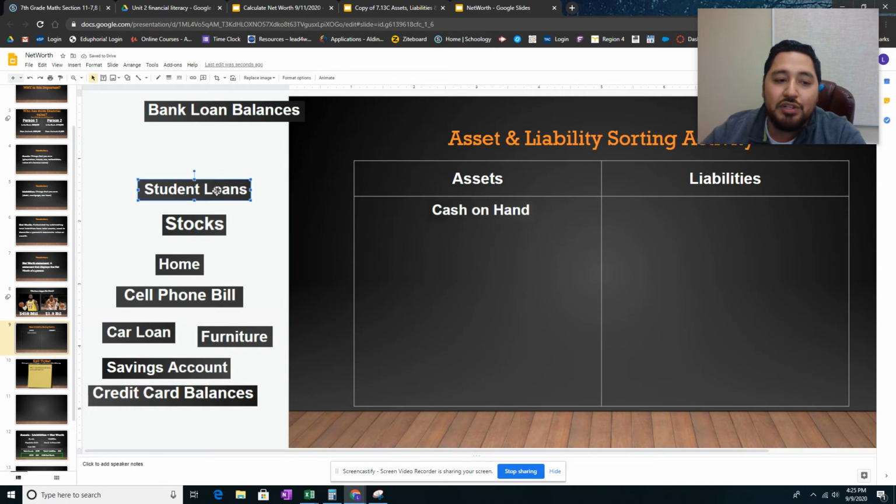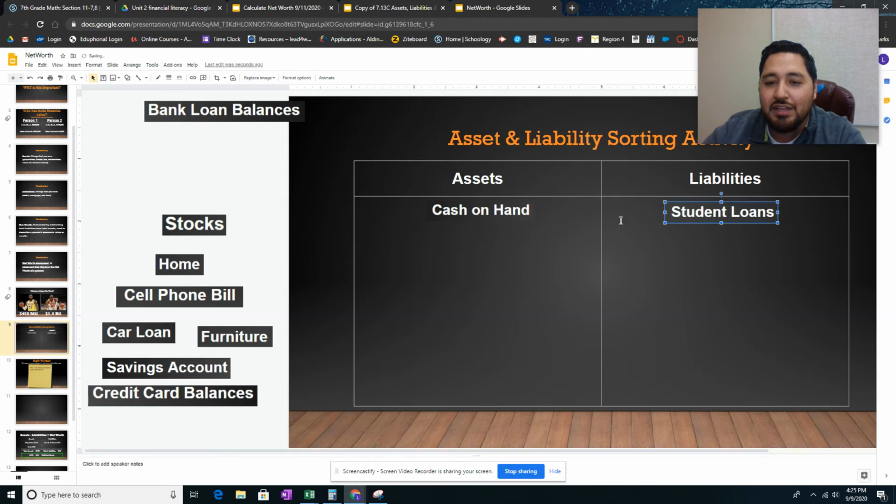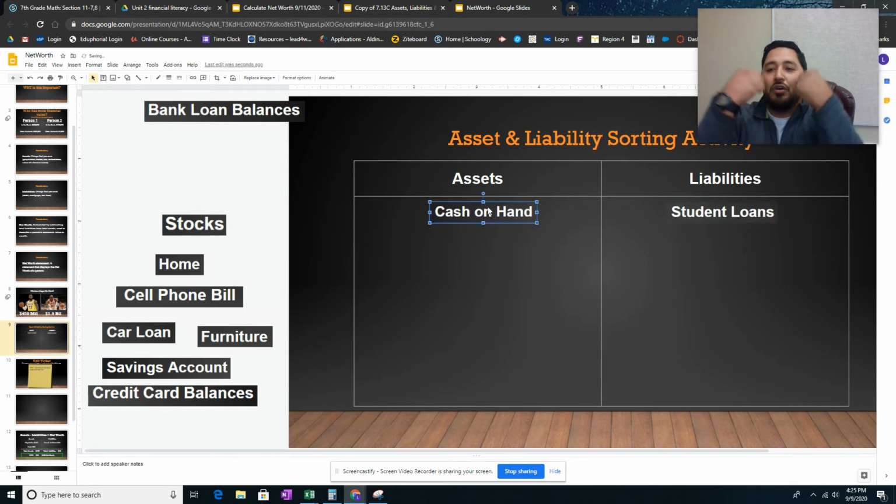Now, student loans means that I have to pay that back since it's a loan. That would be more of something I owe. Okay. Cash on hand is something I own, an asset. Student loans is something I owe, a liability.